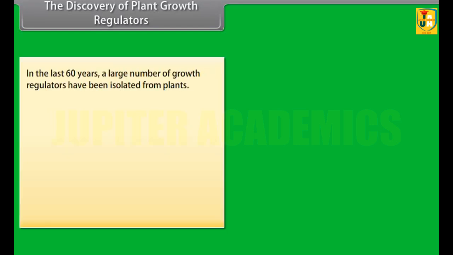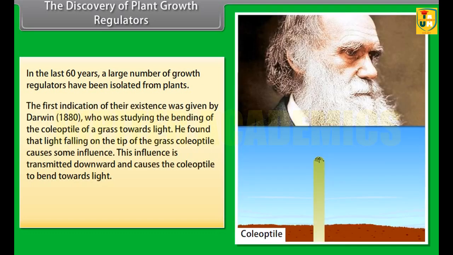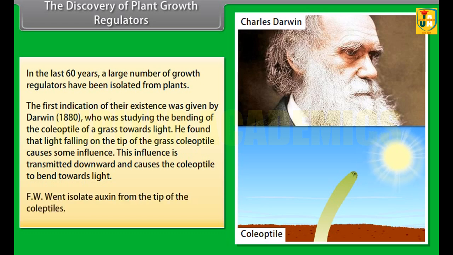The discovery of plant growth regulators. In the last 60 years, a large number of growth regulators have been isolated from plants. The first indication of their existence was given by Darwin in 1880, who was studying the bending of the coleoptile of a grass towards light. He found that the light falling on the tip of the grass coleoptile causes some influence. This influence is transmitted downward and causes the coleoptile to bend towards light. F. W. Went isolated auxin from the tip of the coleoptiles.